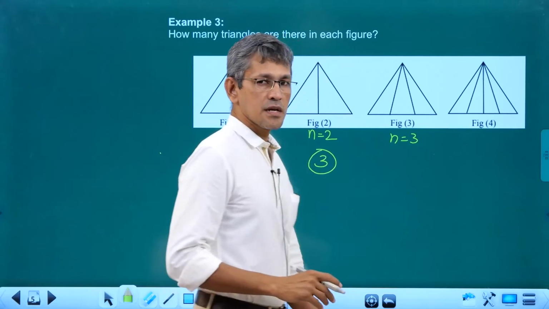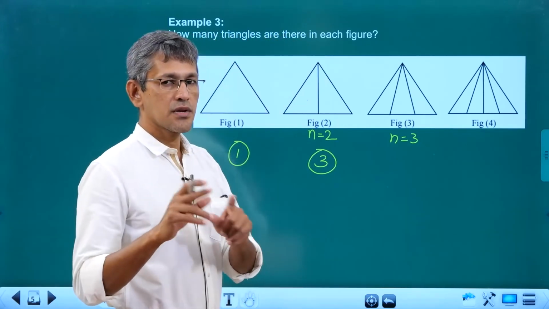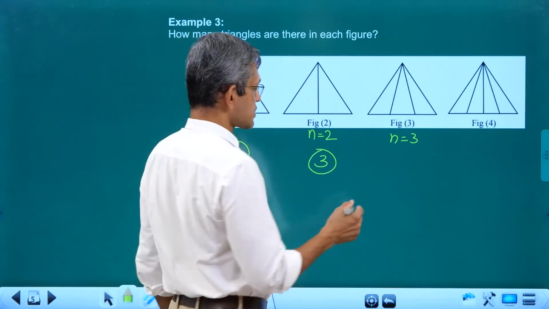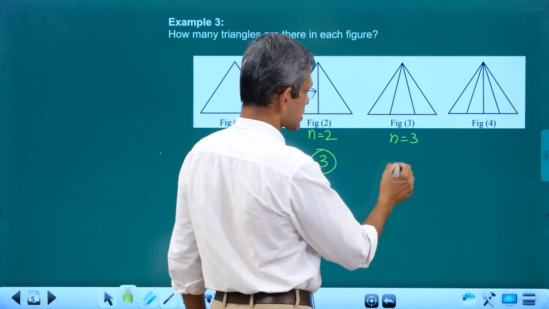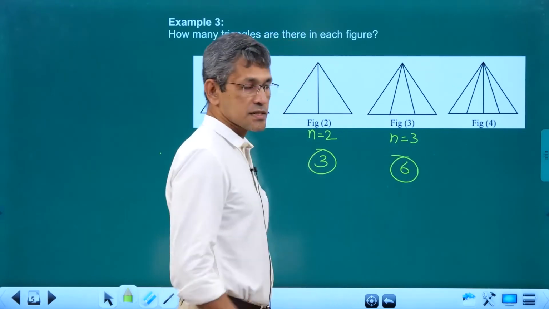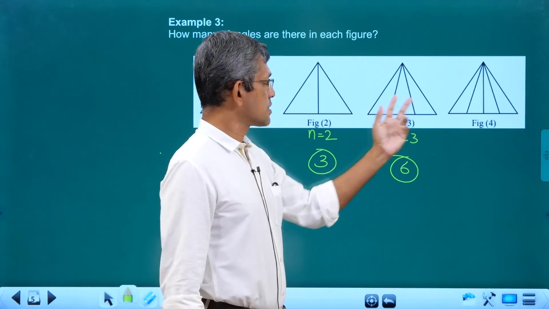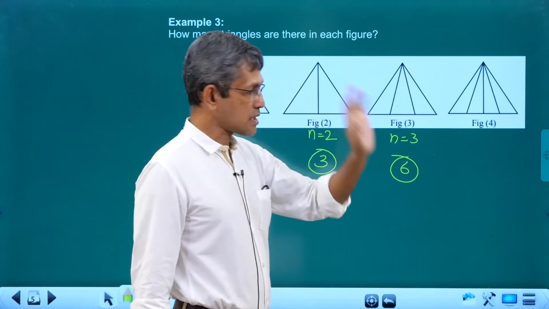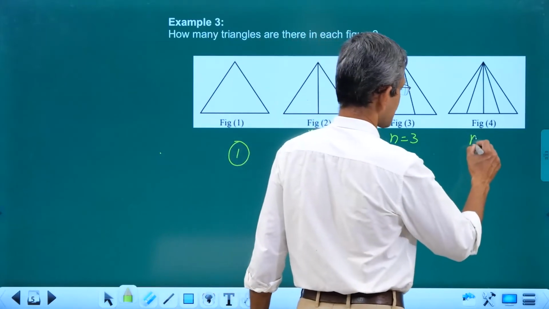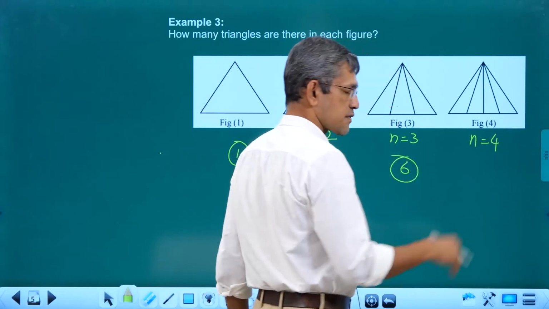Here this case n is equal to 3. So what is the answer? 3 into 4, n into n plus 1 by 2. So 3 into 4 by 2. So 3 into 4, 12, 12 by 2 is 6. How do you get that 6? 3 triangles here. Then we take 2 each. Then we have the last triangle. That's it. And in this case, n is equal to 4. Same method. 4 into 5 by 2.